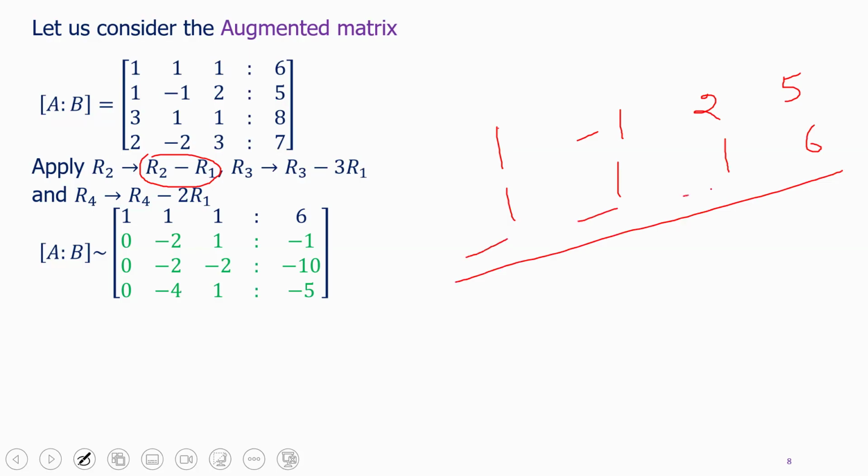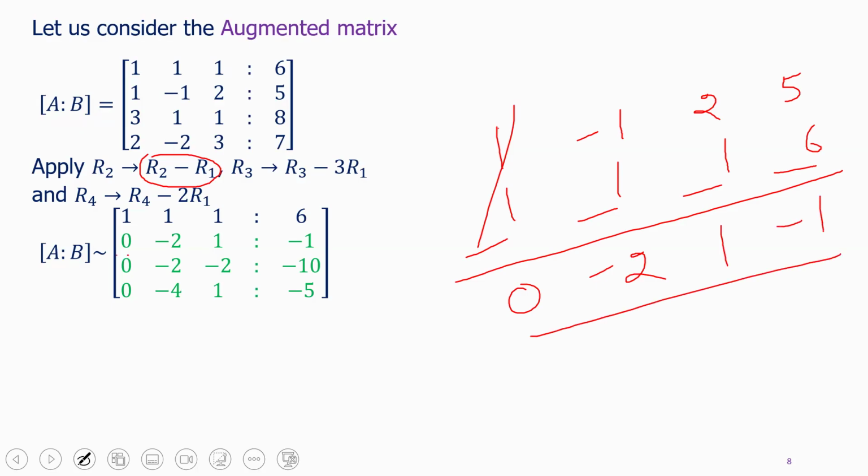Minus, minus, minus and minus. So 1 minus 1 is 0. Minus 1 minus 1 is minus 2. 2 minus 1 is 1. And 5 minus 6 is minus 1. So just look here, 2 minus 1, 1 minus 1.